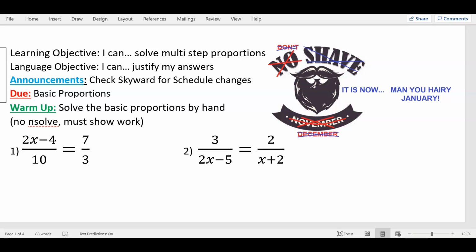All right. So again, your objective is a little bit different. It says you can solve multi-step proportions. Now technically yesterday's was multi-step, but this has an extra step.